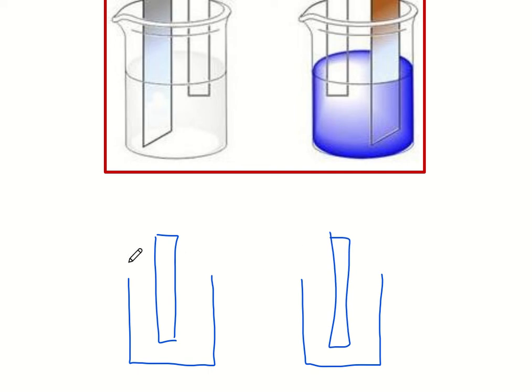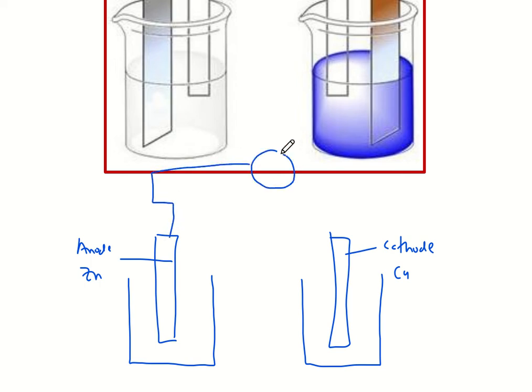For example, if the question says this is the anode, then this is a zinc electrode, and this is the cathode, for example your copper. Make sure your wire is connected like this. Then you put the voltmeter. Make sure the voltmeter shows the needle, it must reflect, and you must label the voltmeter. Then make sure there is a salt bridge here. Put the salt bridge.